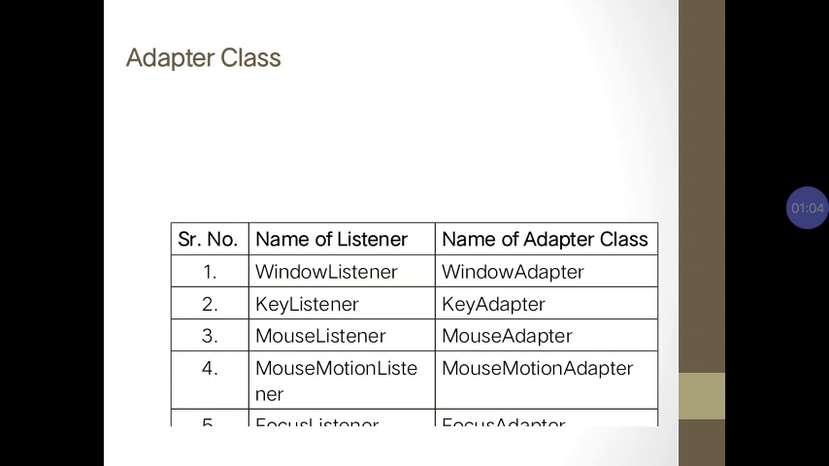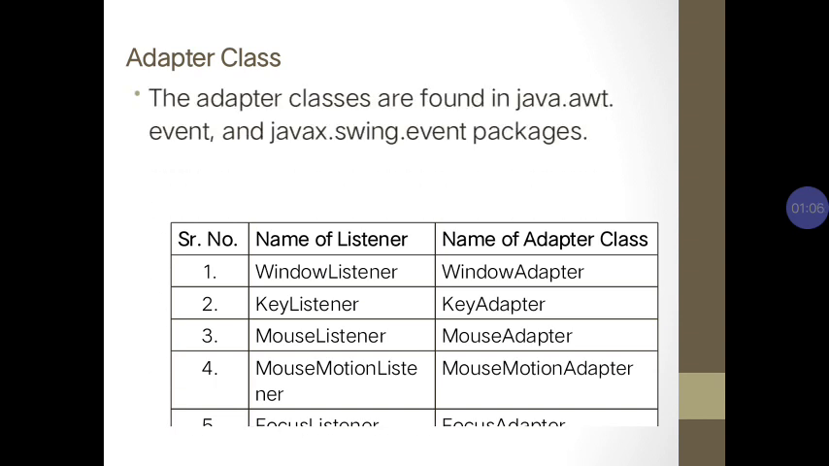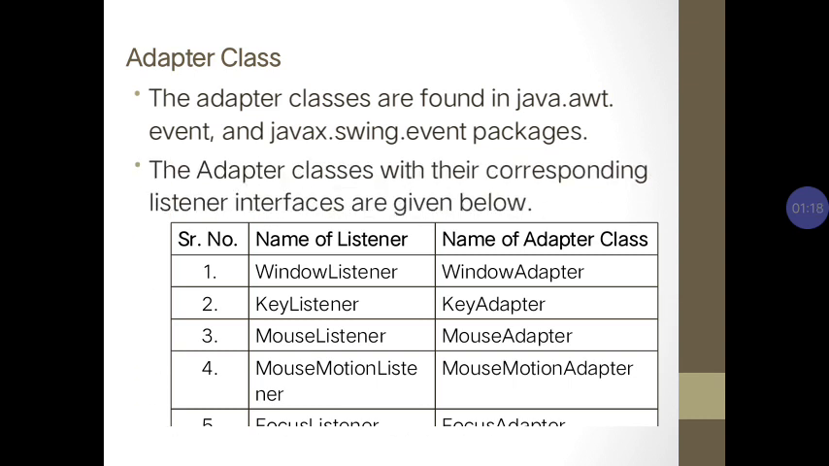Now we are going to see where these adapter classes are available. Generally these adapter classes are found in the java.awt.event package, and the next package is the javax.swing.event package. Okay, after that, which listener interfaces are provided.